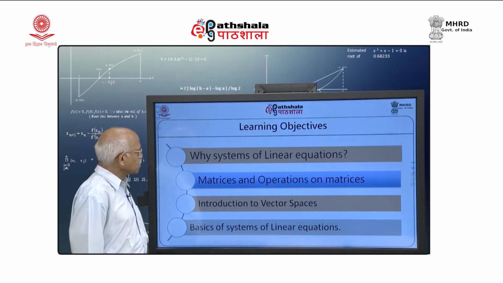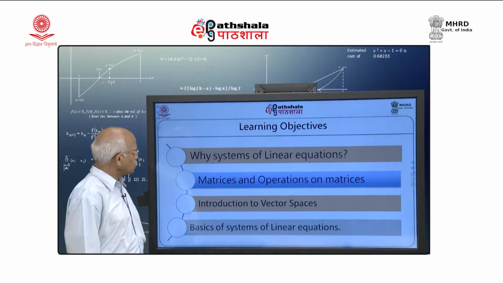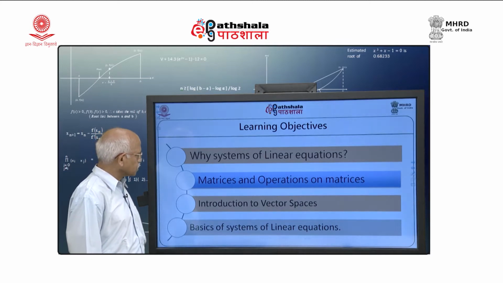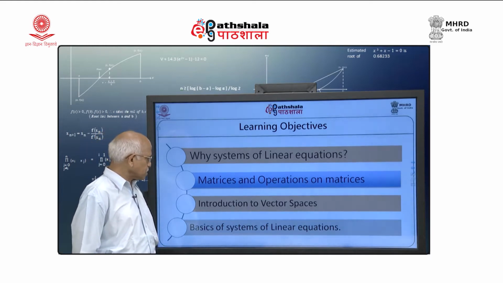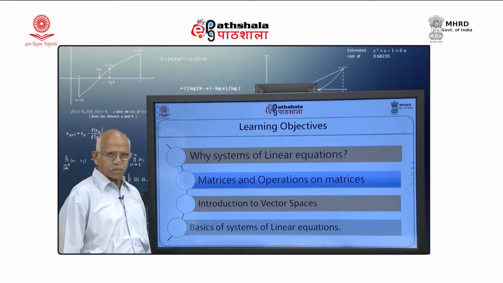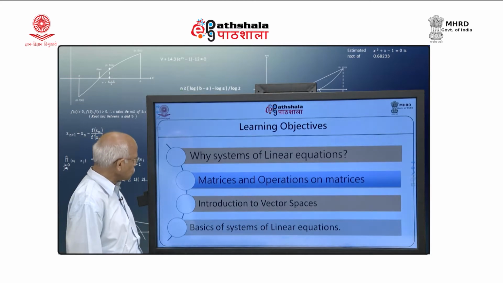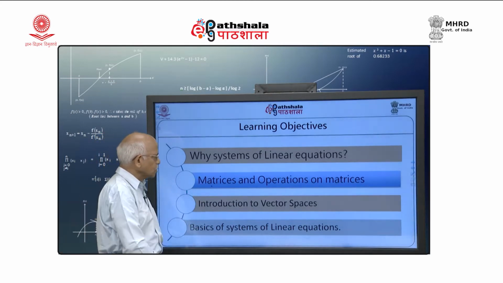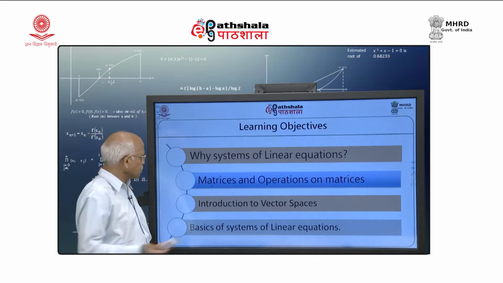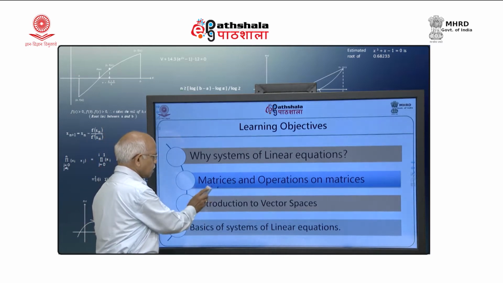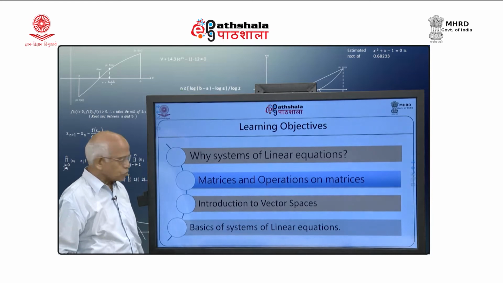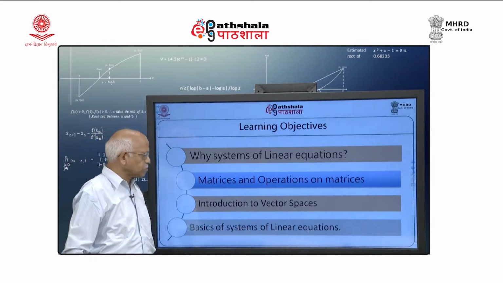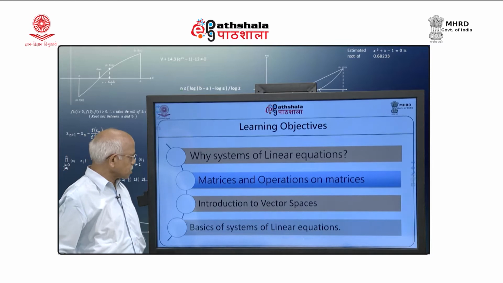Our module learning objectives set for this particular module are: why systems of linear equations, matrices and operations on matrices, introduction to vector spaces, and basics of systems of linear equations. So, these are what we are going to do, because matrices play a very important role in representing systems of equations, and the vector space concepts are also used to discuss some of the important results regarding systems of linear equations.